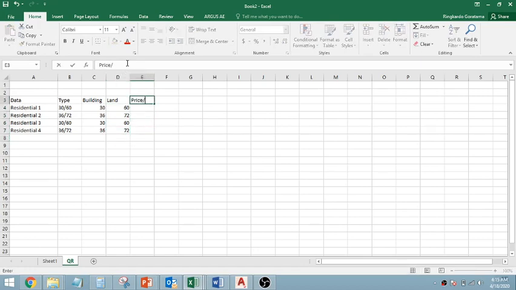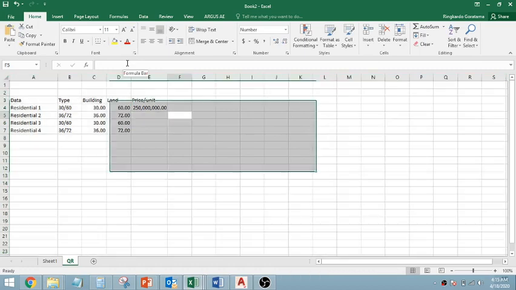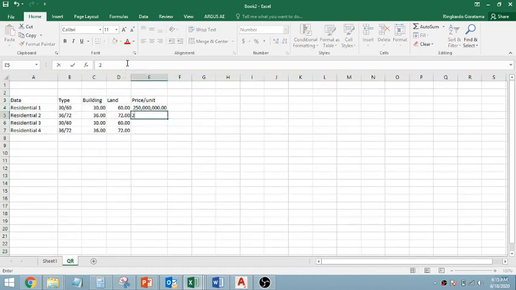For the price per unit, let's say we receive the brochure from the marketing, so the selling price per unit is 250 million. This one is 275 million. This one is 240 million. This one is 280 million.